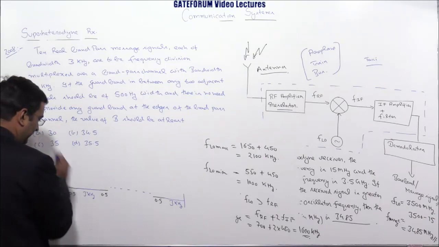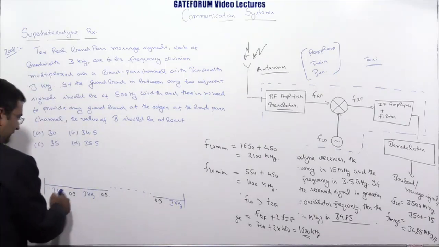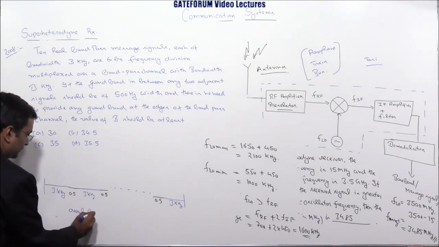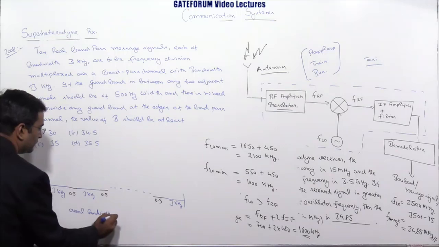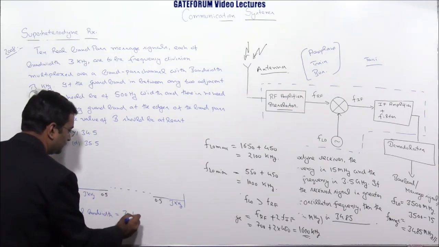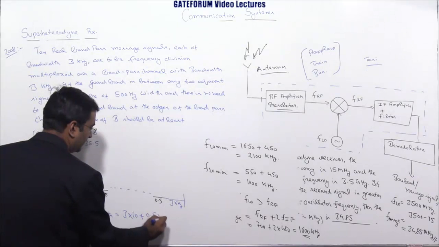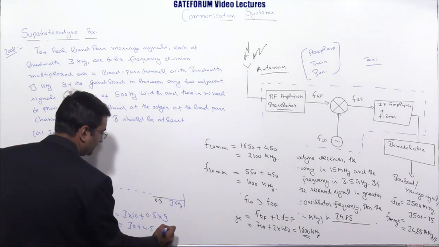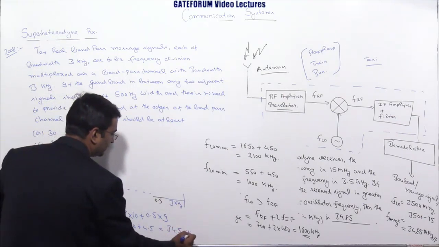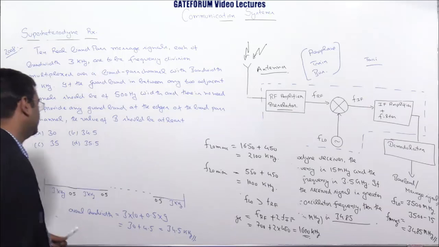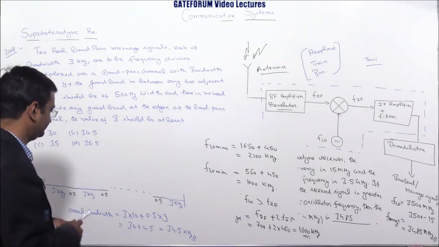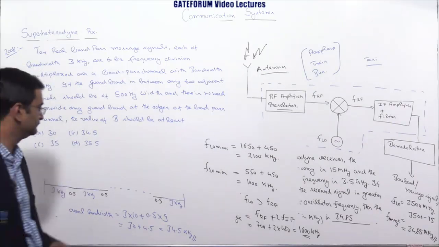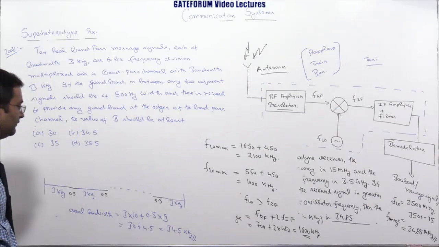Okay, so we need to find out the overall bandwidth. So I can say the guard band is present 9 times and 3 kilohertz is present 10 times. So overall bandwidth is 3 into 10 plus 0.5 into 9. That will become 30 plus 4.5, 34.5 kilohertz. Okay, so that is the situation. Yeah, I think it matches with option B, 34.5 kilohertz.